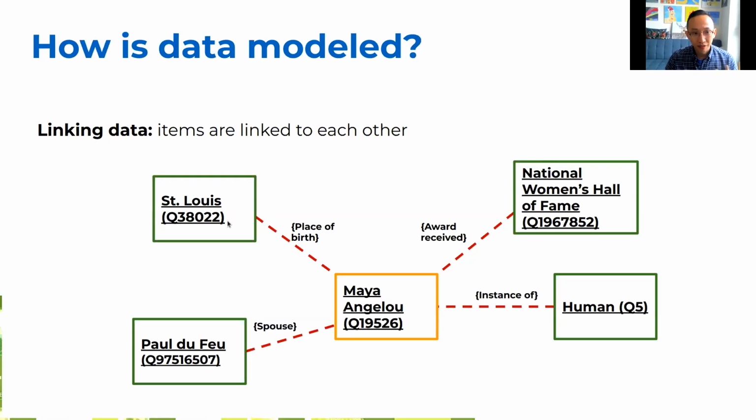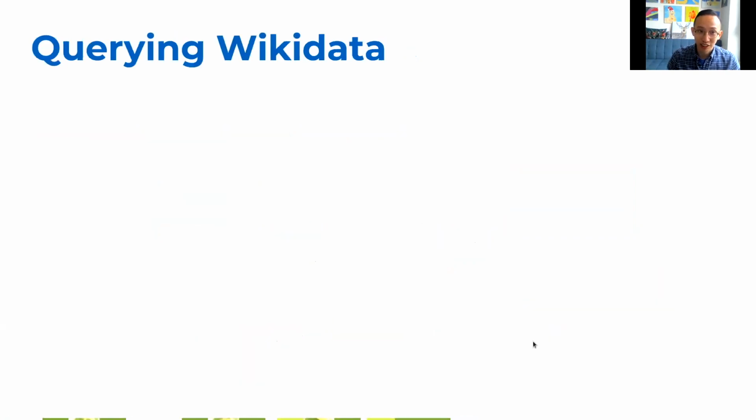And the place of birth is St. Louis, with Q38022. As you can see now, with Maya Angelou and the different properties under the statements, who the spouse is, the instance of, place of birth, all these different items are individual items in Wikidata. That's how they're all linked together via the statements. So therefore, items are all linked to each other.